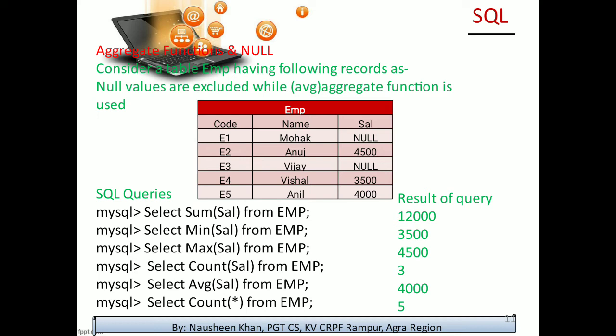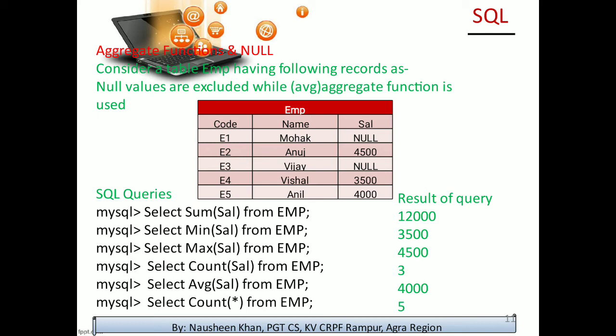So, while calculating the sum, it will exclude null and calculate the sum of the other values. Like it will calculate the sum of 4500 plus 3500 plus 4000. So, the result will be 12,000. So, the result of this query will be 12,000. That is a single output.